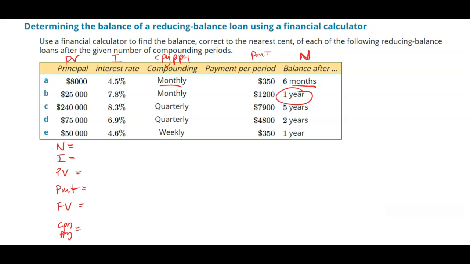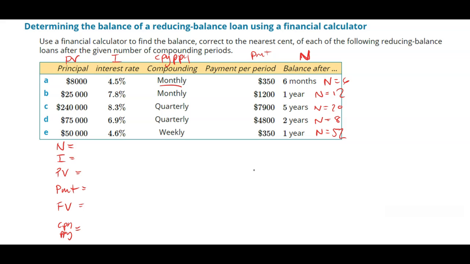For example, when it says 1 year, that means N is actually going to be 12, because it's in a monthly payment scheme. N is the number of payments, so you've got to use your head a little bit. N here is 20, because it's 5 lots of quarters. Here N is 8 and N is 52 there. This one's fine, N is 6. Everything else is pretty straightforward. You just use it as it is.